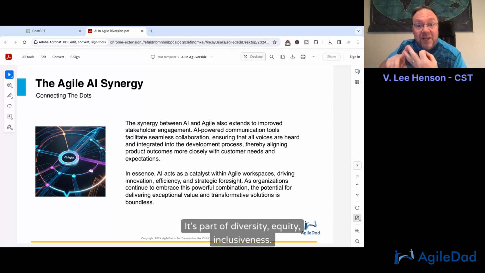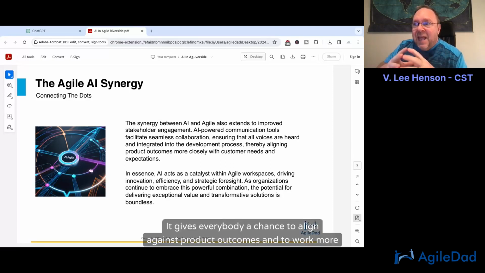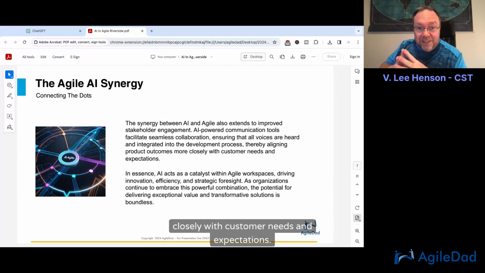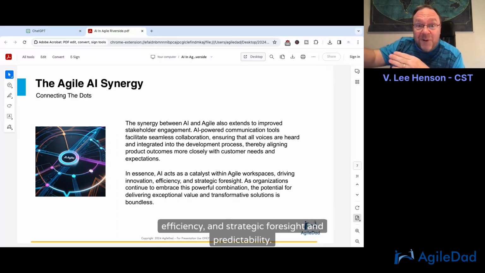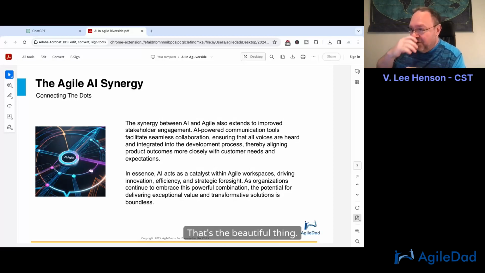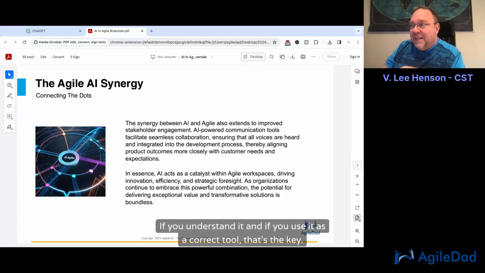As part of diversity, equity, inclusiveness, it helps us make sure everyone has a voice at the table, which is pretty darn incredible, right? It gives everybody a chance to align against product outcomes and to work more closely with customer needs and expectations. So AI is kind of the catalyst between Agile workspaces, driving innovation, efficiency, and strategic foresight and predictability. That's the beautiful thing. So AI can help you really drive exceptional value home if you understand it and if you use it as a correct tool.